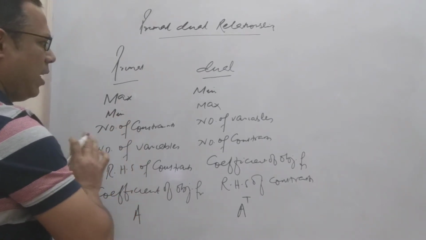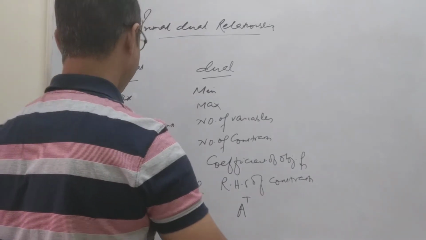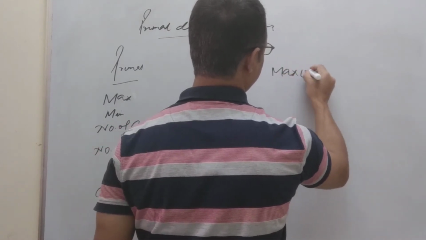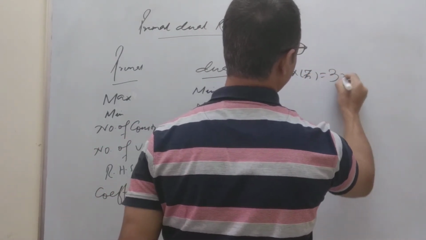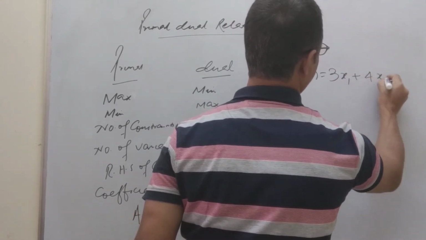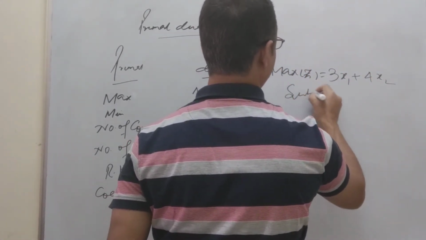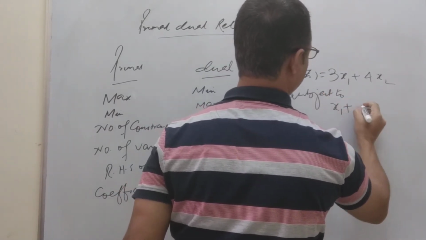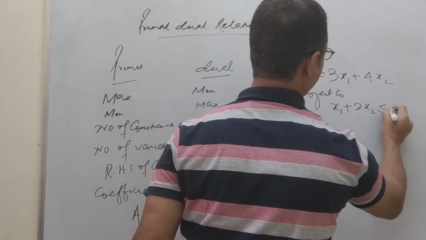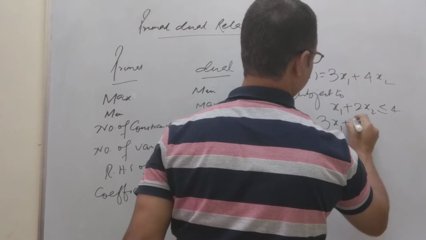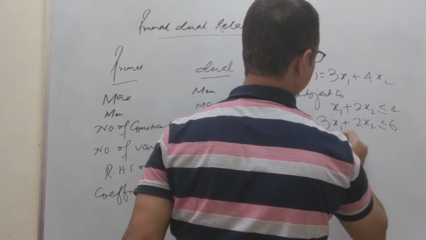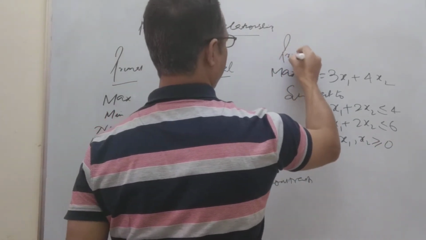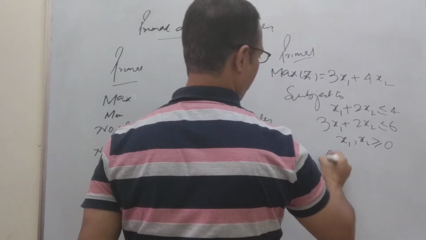This is the general relationship between primal and dual. We'll take an example and we'll see how this relation exists. Okay, now I'm going to take one example of a maximization type. Max z = 3x1 + 4x2 subject to x1 + 2x2 ≤ 4, 3x1 + 2x2 ≤ 6, x1 and x2 will always be ≥ 0. This is the primal. What will be its dual?